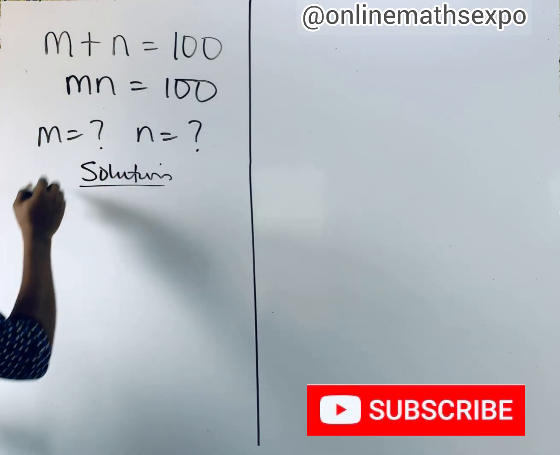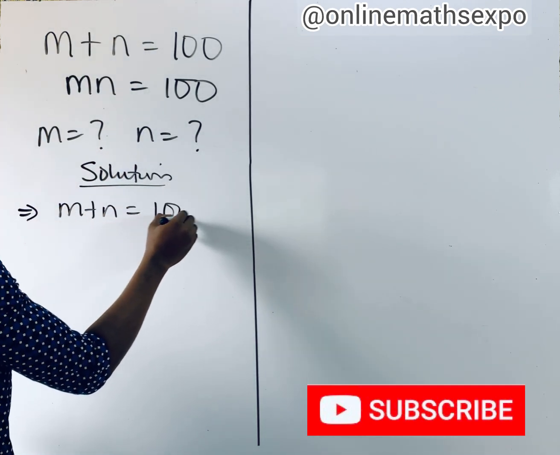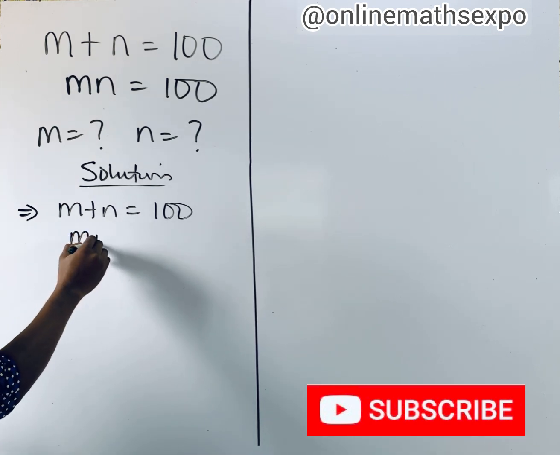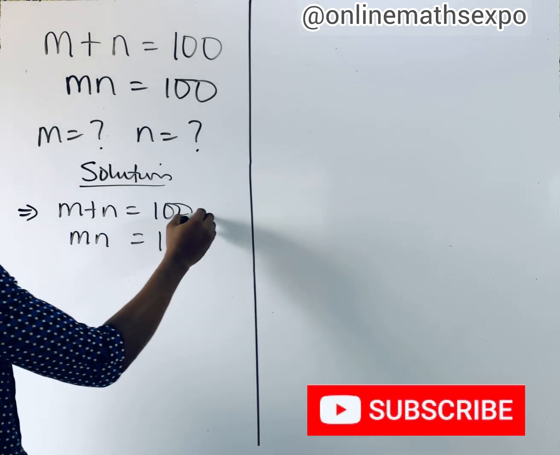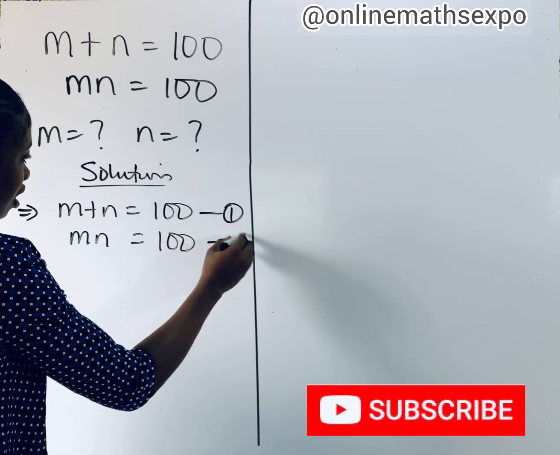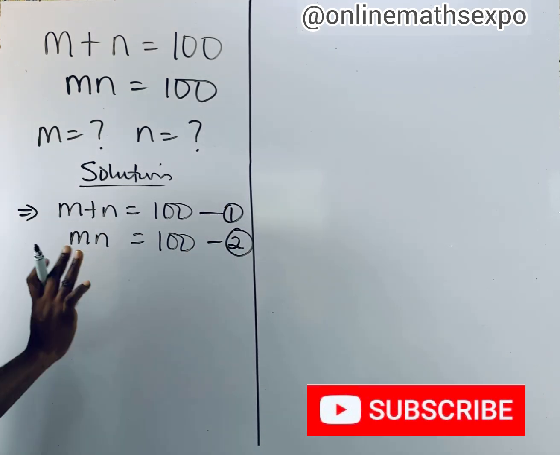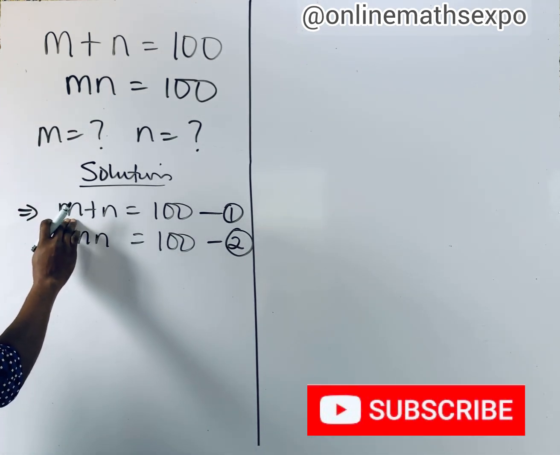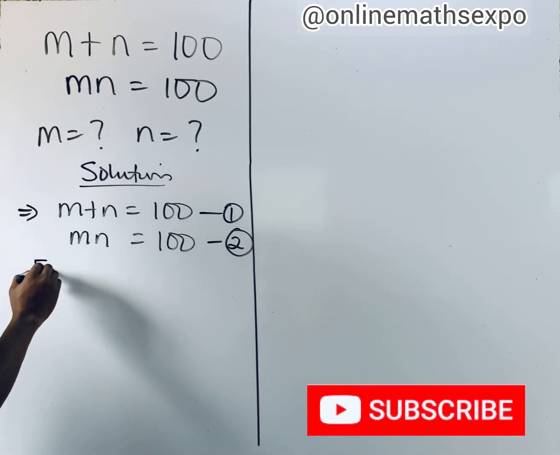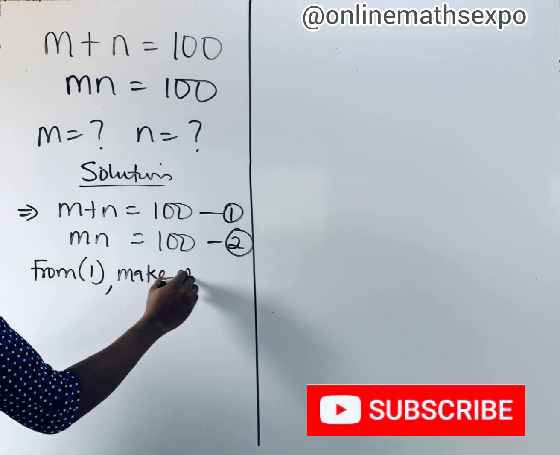Let's rewrite this. We are given m plus n is equal to 100, and mn is equal to 100. So what do we do? This is going to be equation 1 and this is equation 2. We're using the substitution method, okay? So from equation 1, make m the subject.